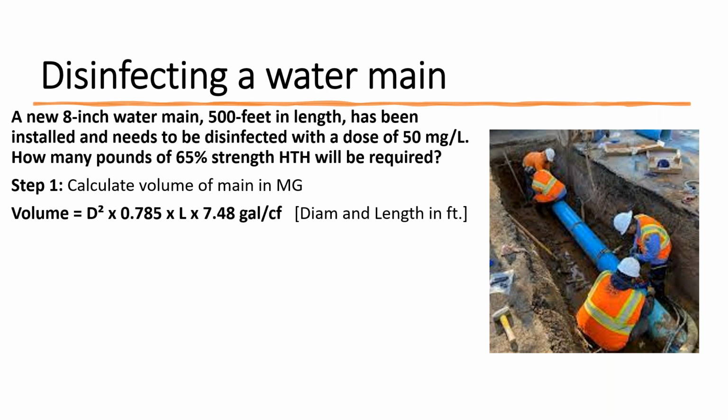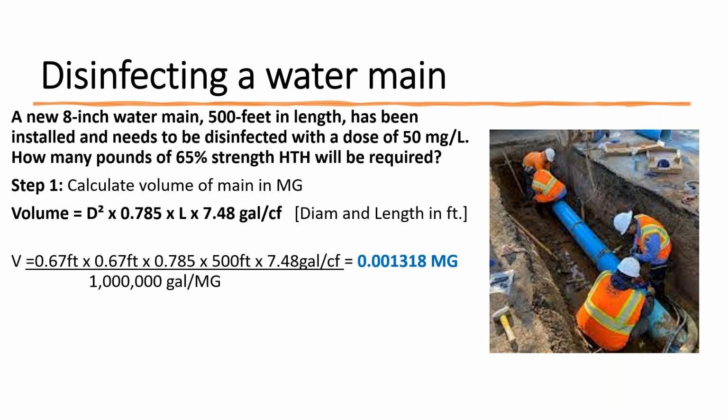The only way we can use that is if we have all of our units in feet. So the diameter's in feet and the length's in feet. Diameter times length is the same as foot times foot times foot, which gives us a cubic foot. That's why we're able to convert it. Now, when we plug those numbers in, you notice I've converted the diameter of 8 inches to feet by taking 8 divided by 12, which gives me approximately 0.67 feet. So 0.67 feet times 0.67 feet is the diameter squared, times 0.785, then times the length, 500 foot, times 7.48 gallons per cubic foot. That gives, on the top, the number of gallons in that pipe.